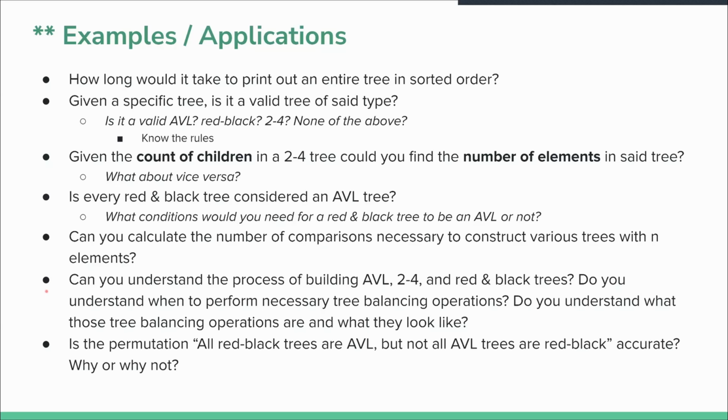Is the permutation all red-black trees? This is kind of just, I wanted to better explain this point. All red-black trees are AVL, but not all AVL trees are red-black. Is that an accurate statement? And more importantly, if it's not, or if it is, why? And can you make a permutation that is correct? I don't know. Figure that out.